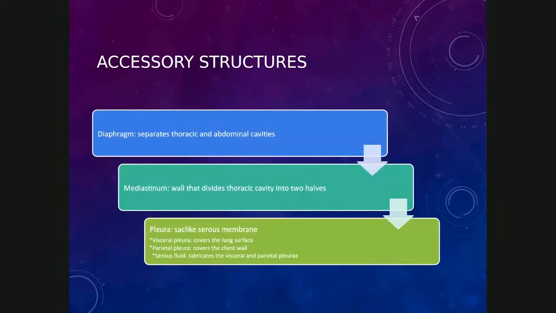Accessory structures include the diaphragm, which separates the thoracic and the abdominal cavities. Then the mediastinum, which is the wall that divides the thoracic cavity into two halves. And then the pleura, which is the sac-like serous membrane. You have the visceral pleura that covers the lining of the lungs, and the parietal pleura, which covers the chest wall. And in between each of those is serous fluid, which lubricates and allows the lungs to expand.